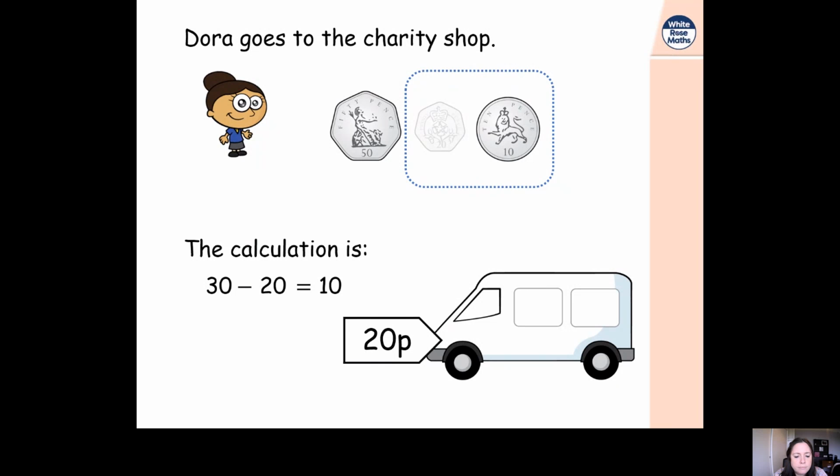It's quite good fun when playing shopkeepers to give a bit too much money and then let the shopkeeper give you some change.